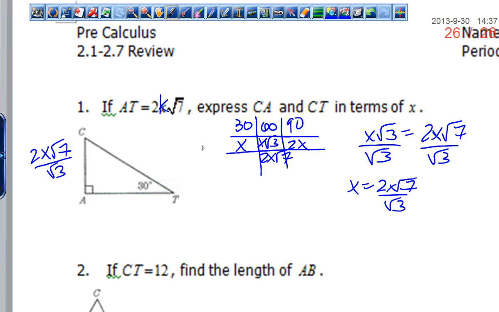If you rationalize, then you'd have 2x times root 21 over 3, which isn't too helpful there. Anyway, if I were to find 2x, that would be multiplying this whole thing by 2, so then our CT would be 4x.